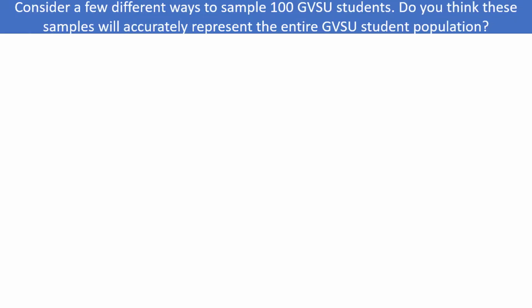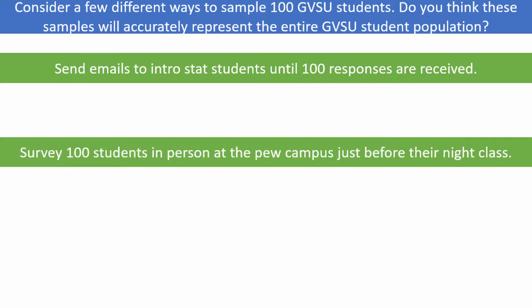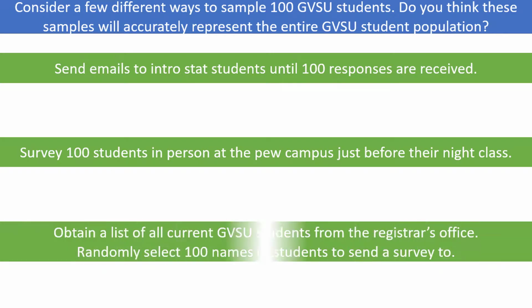Let's think about a few different ways we could sample 100 GVSU students, and if each sampling technique accurately represents the entire GVSU student population. First, we could send emails to introductory statistics students until we get 100 responses. We could survey 100 students in person at the Pew campus in downtown Grand Rapids just before their night class. We could also obtain a list of all current GVSU students from the registrar's office and randomly select 100 names to send a survey to.